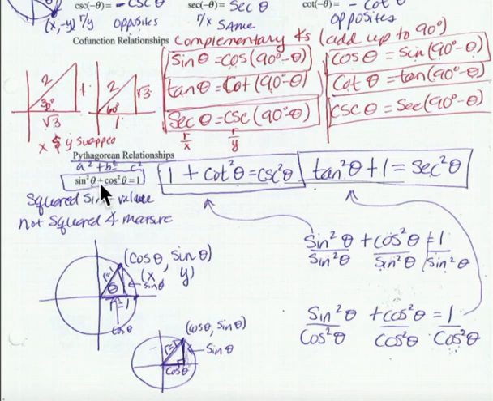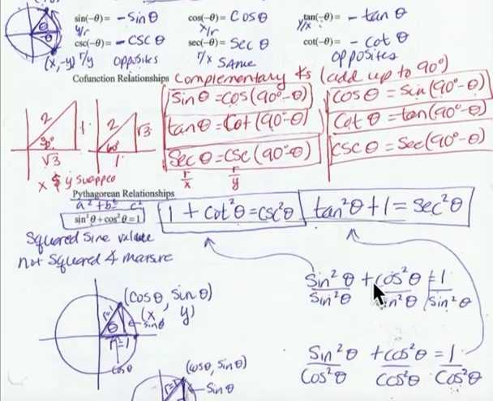Likewise, if I take this trig identity here and divide everything by cosine squared, I'll get this relationship. Tangent squared plus 1 equals secant squared.